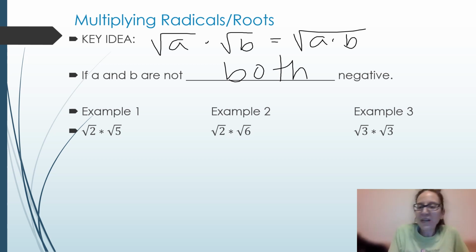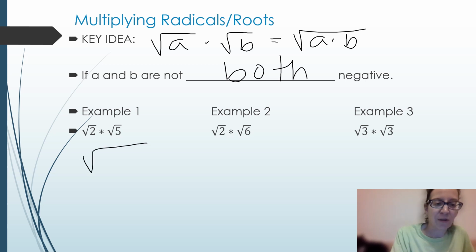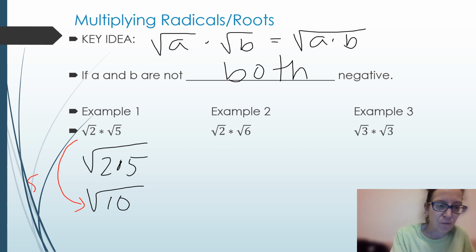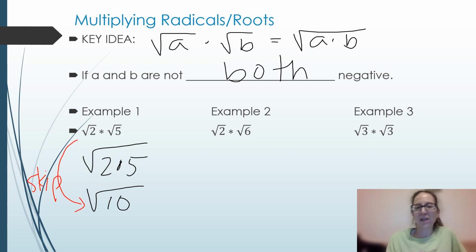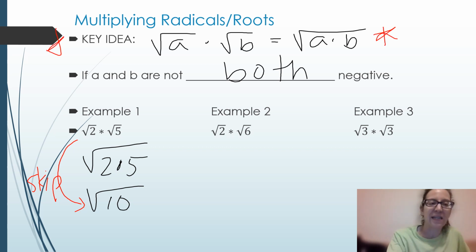So I have here 3 examples, and we're just going to see how this works. If you have the square root of 2 times the square root of 5, that would be equal to the square root of 2 times 5, which of course is the square root of 10. Now, most people are just going to skip right to the square root of 10. Typically when I'm first presenting this and I really want to emphasize that key idea, I won't skip that step. But practically speaking, you can do 2 times 5 in your head. You don't need to write it as a separate step.